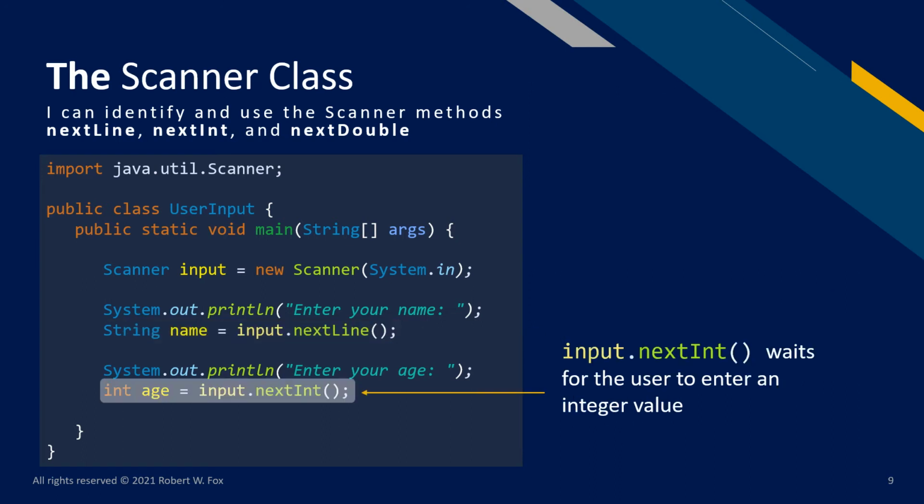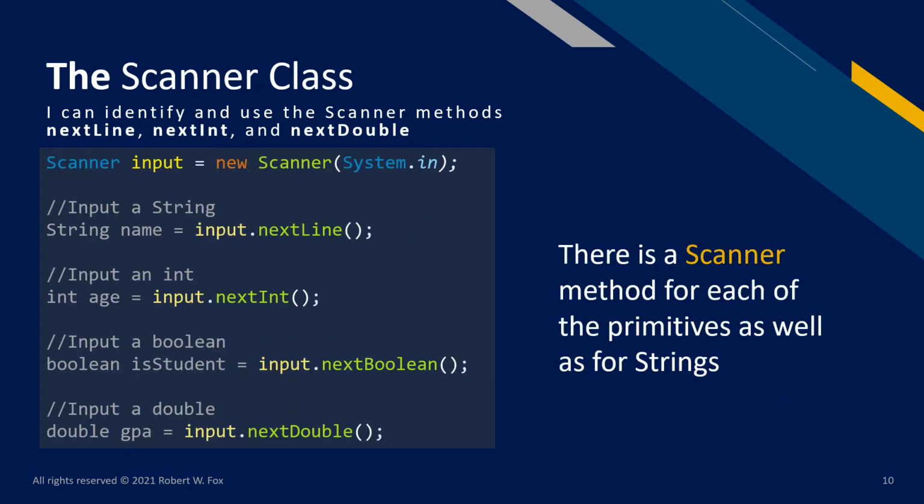Just as nextLine waits for the user to enter a string value, nextInt will wait for the user to enter an integer value. The code on the left highlights all the scanner methods that you will be using in this course. NextLine for strings, nextInt for ints, nextBoolean for booleans, and nextDouble for doubles. There is a scanner method for all of the primitive types as well as for strings.